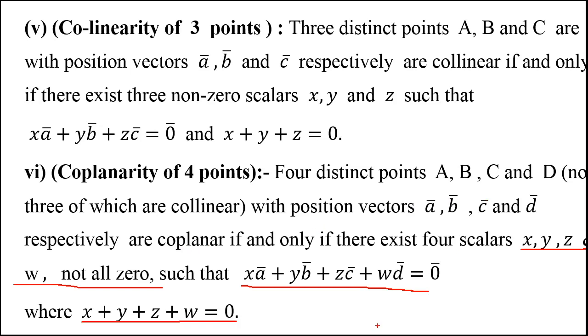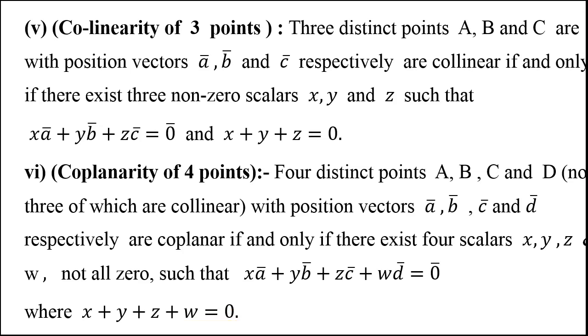म्हणजे जर आपल्याला असं सिद्ध करायचं असेल की पॉइंट्स आर कोप्लेनर, it is sufficient to show that such scalars exist. And if we know that such scalars exist, then we can conclude that points are coplanar. Okay, so these are conditions of collinearity and coplanarity.